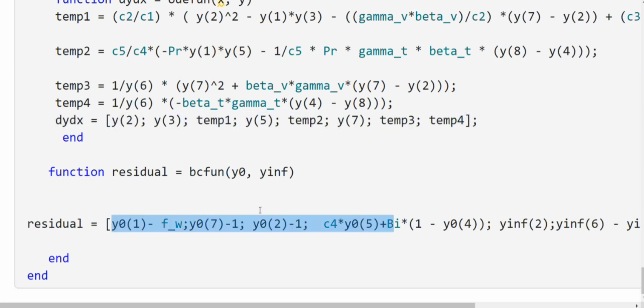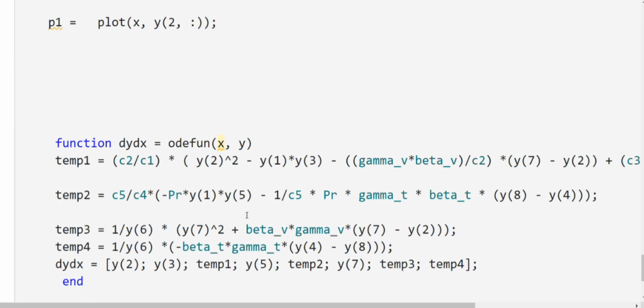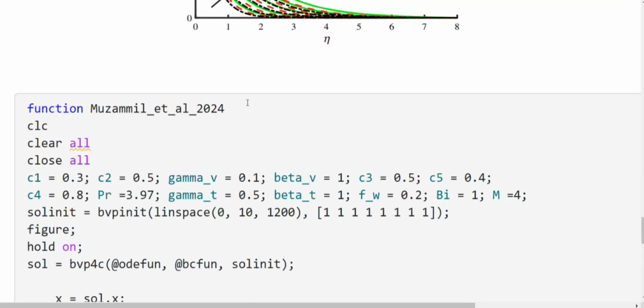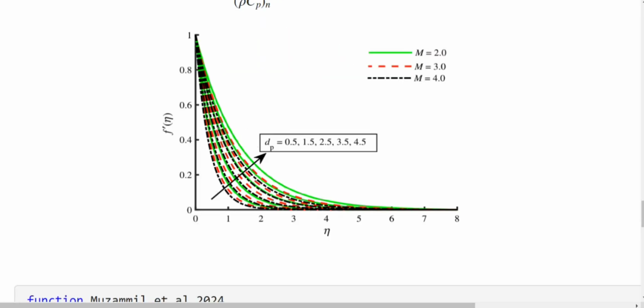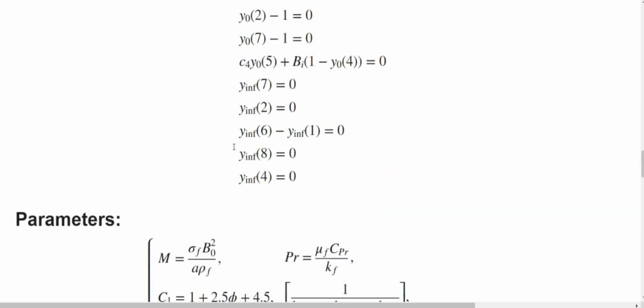Okay, so I just run it. When you run it, you will get some graph. So probably you will not get the correct graph. I don't know how they created it. So I don't know how to generate these graphs, since the boundary condition is not correct.